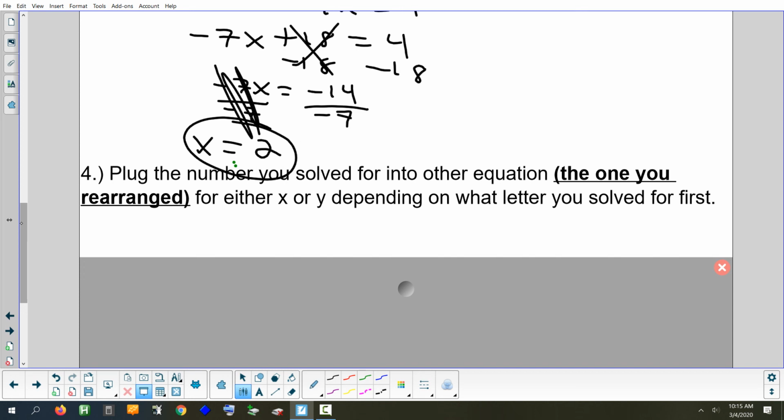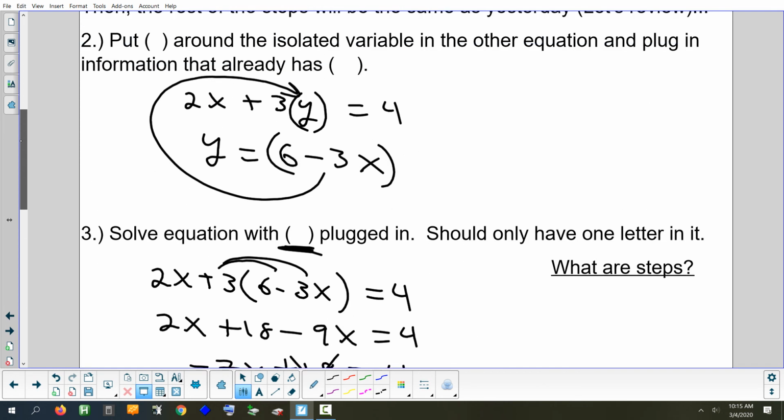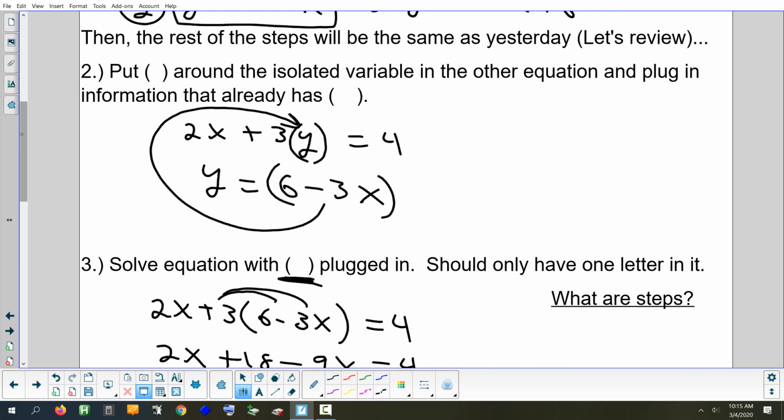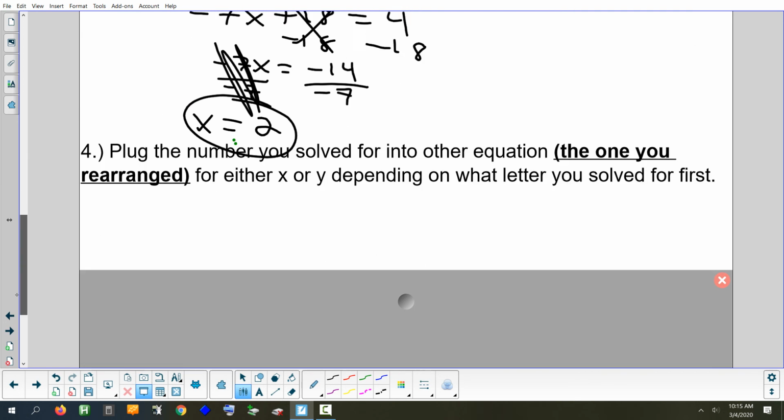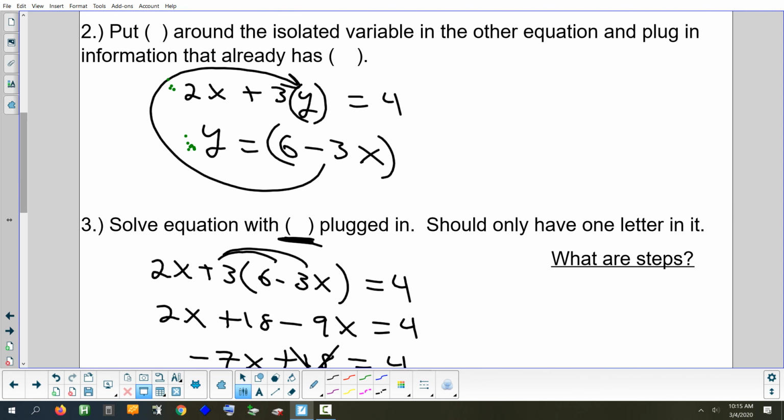So I'm going to scroll back up just so I can see the equation that we rearranged. Y equals 6 minus 3x. That's the easiest equation you can use to find y. Why is this equation easier to find y than the top equation? I mean, technically, you could use either one. All you have to do now is just fill in 2 for x. So you could do it on the top or the bottom. But why is the bottom easier?